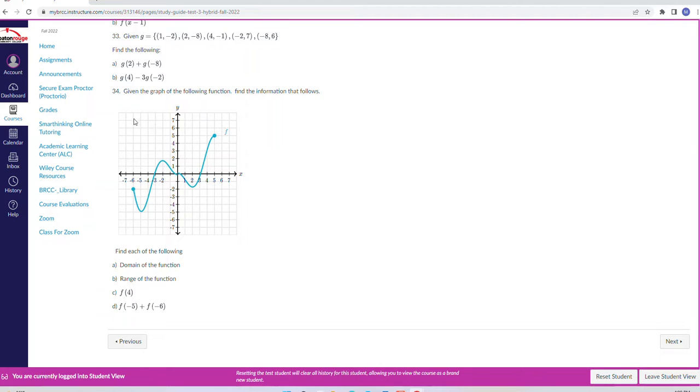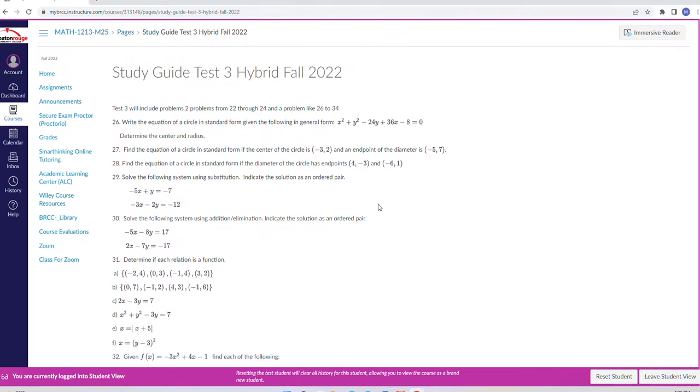Okay, so there's no way I could have given you every possibility on the study guide, but you are going to have a graph of a function on your test, and you are going to have to tell me the domain, the range, and a couple of function values like you see for C and D. Okay? All right, so that's going to be test number 3.